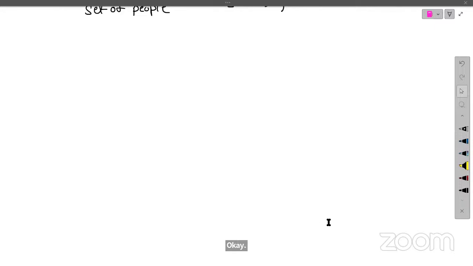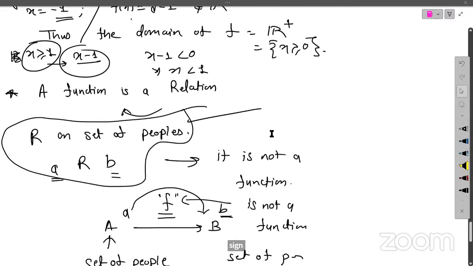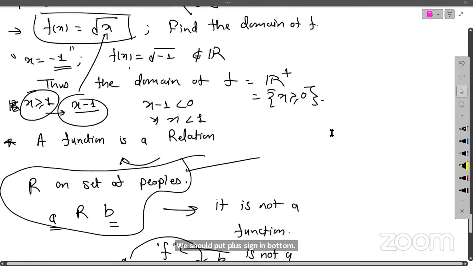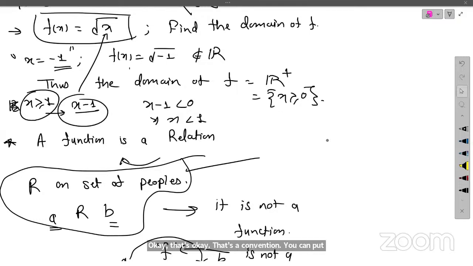Ma'am, if we are including 0 in the root x function, we should put a plus sign at the bottom of R. Okay, that's okay. That's a convention; you can put it in place of whatever. Anything else you have? No, thank you.